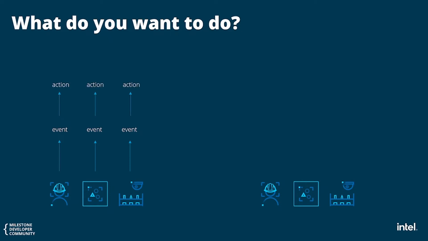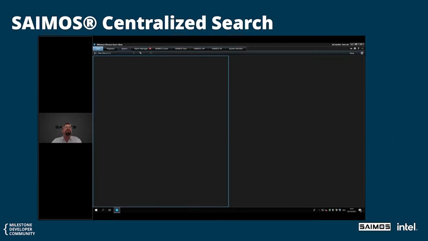But if you want to do things a little bit differently, you can also utilize the fact that the Milestone Integration Platform now supports a metadata-based search engine, thanks to which you can turn your smart client into a centralized intelligence center that can show you any face or any object at any time you want. One of the great examples is SAIMOS centralized search engine.